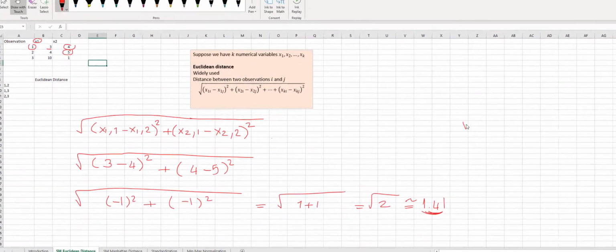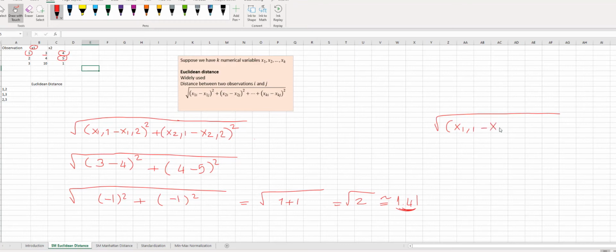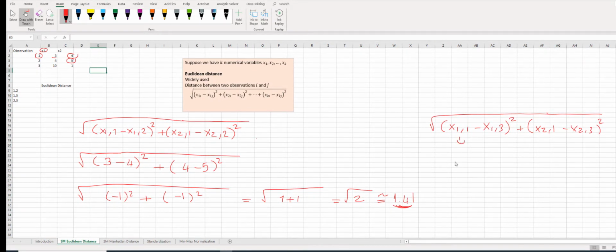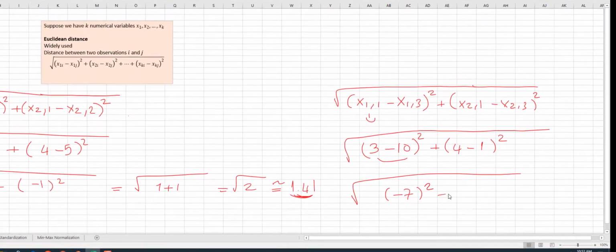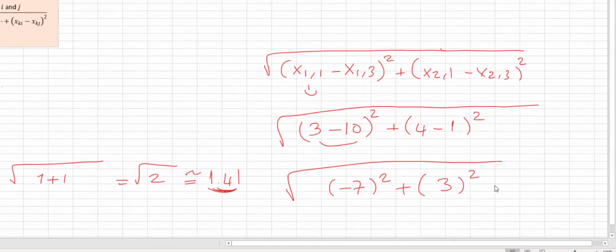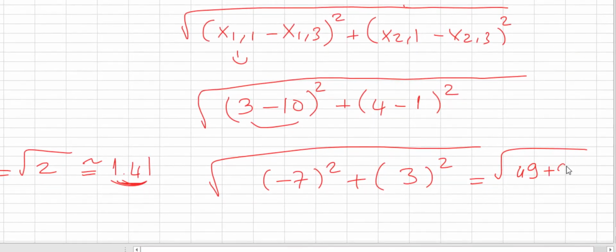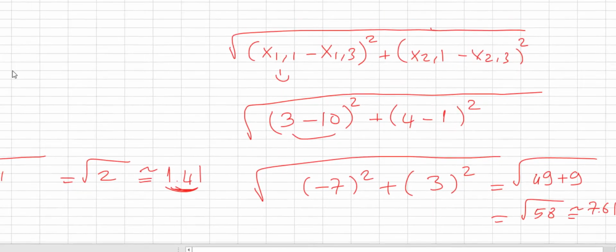Let me show you 1 and 3. So for 1 and 3, x1 of observation 1 minus x1 of observation 3. That means take x1 for the first observation and x1 for the third observation and square. Plus x2 of observation 1 minus x2 of observation 3 to the power 2. So x1 of observation 1 is 3 minus x1 of observation 3, which is 10, and these are all in square root. Plus x2 of observation 1, which is 4, minus x2 of observation 3, which is 1. That is 3 minus 10 is minus 7 to the power 2, plus 4 minus 1 is 3 to the power 2, which is equal to the square root of 49 plus 9, which is the square root of 58, or close to 7.61. So I showed manually how to calculate Euclidean distance.